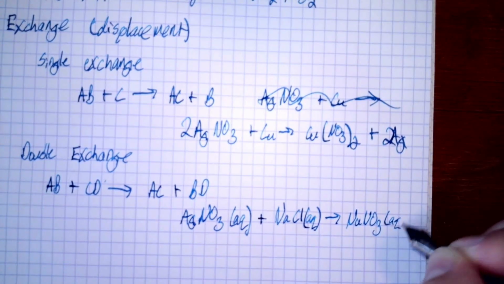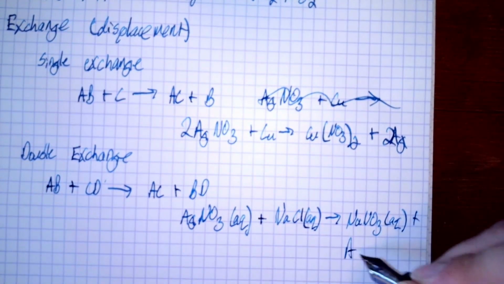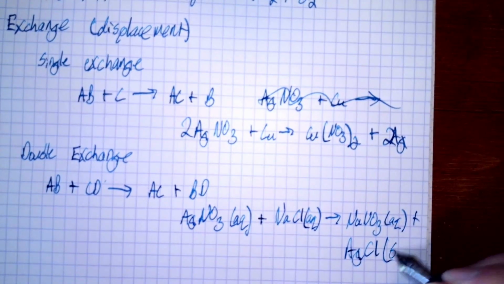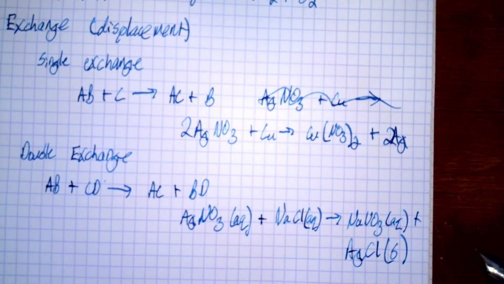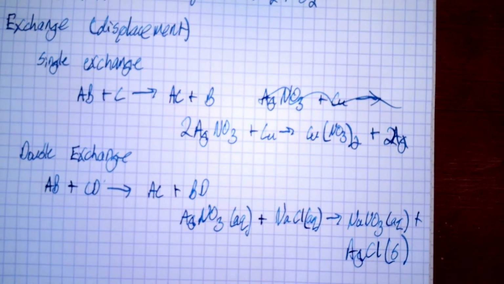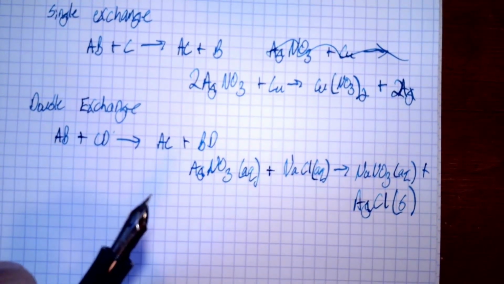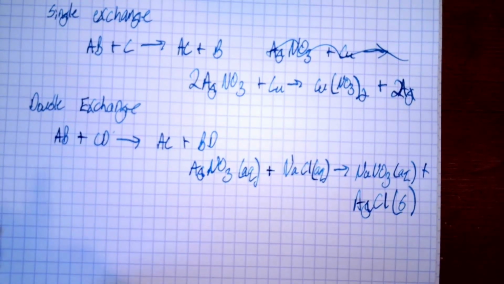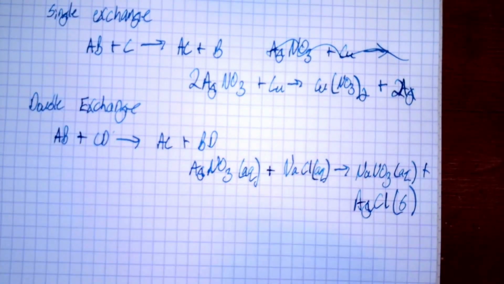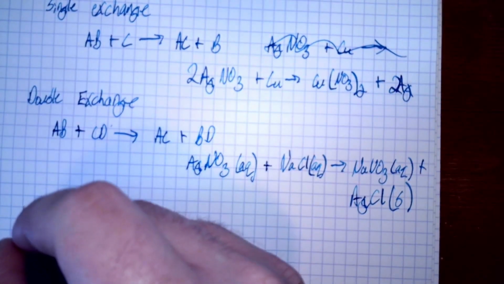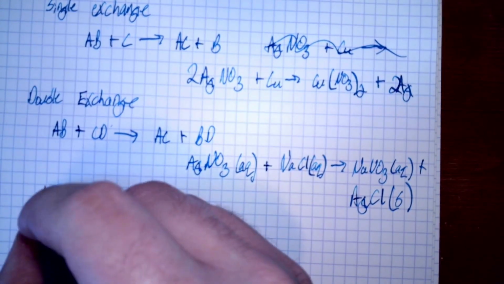NaNO3 and AgCl, which is not soluble in water. So it's a solid. Now, if I were to do this reaction, I would mix these two things together and you would see this white cloud of silver chloride drop out of the solution. Right? That is a double exchange reaction. All right. Also in this, let me mention one other major reaction type, and that is the combustion reaction.